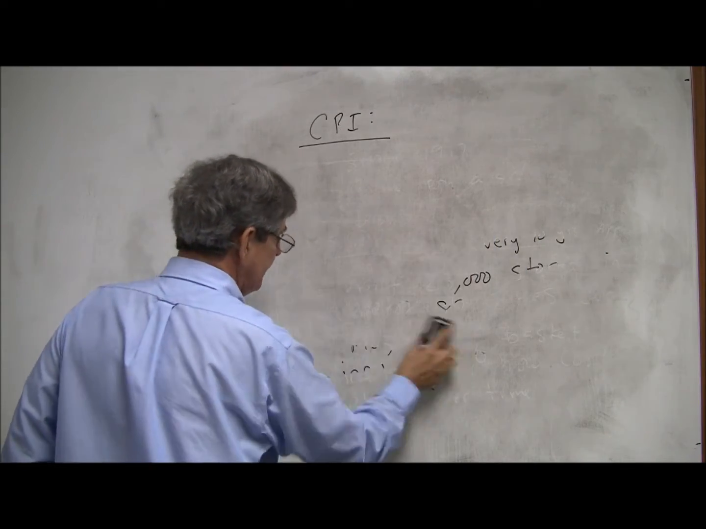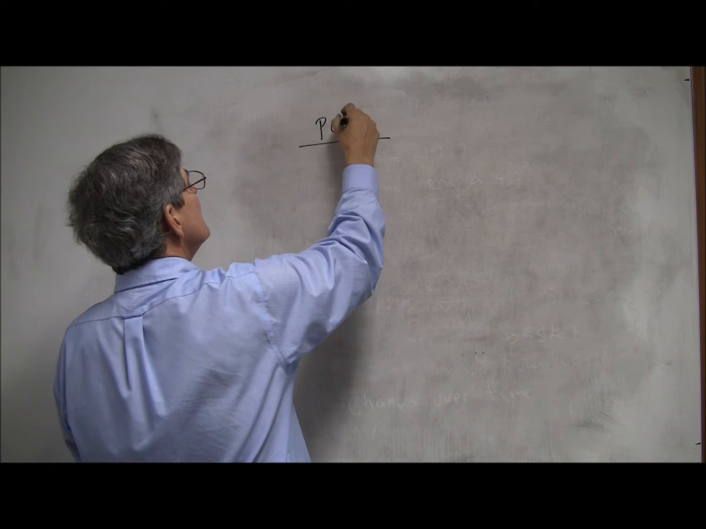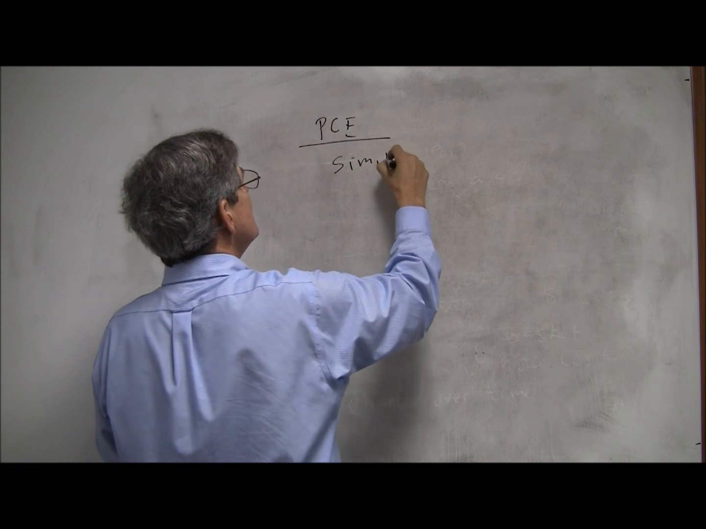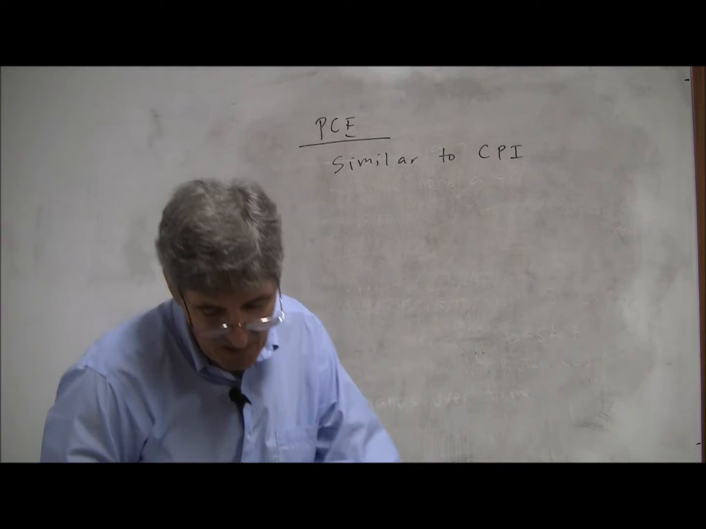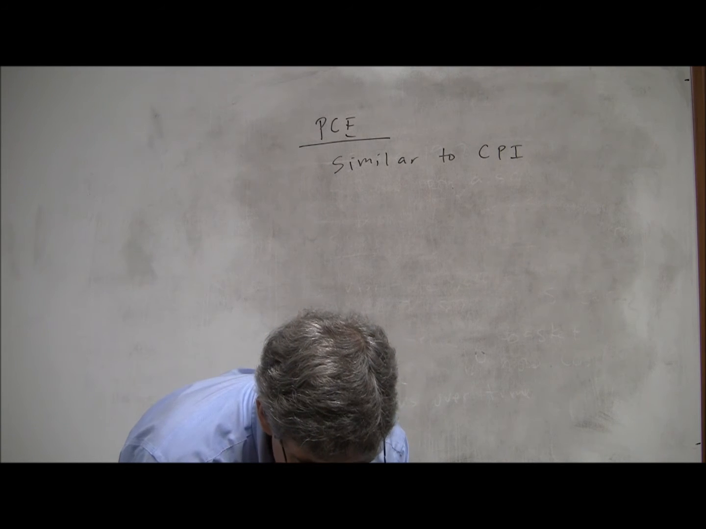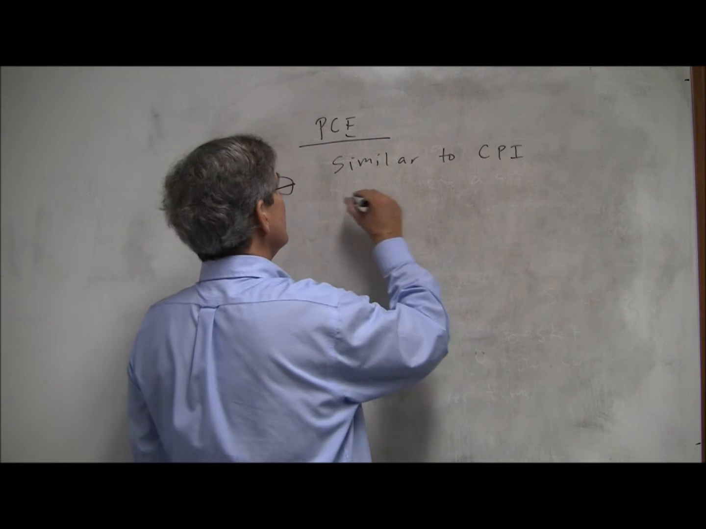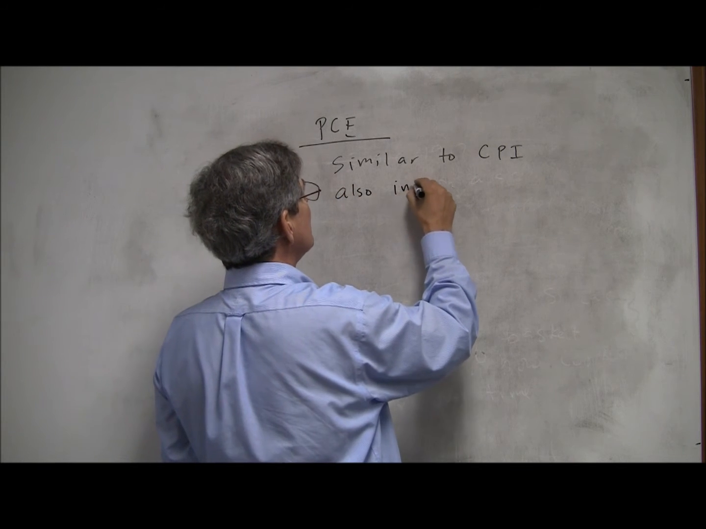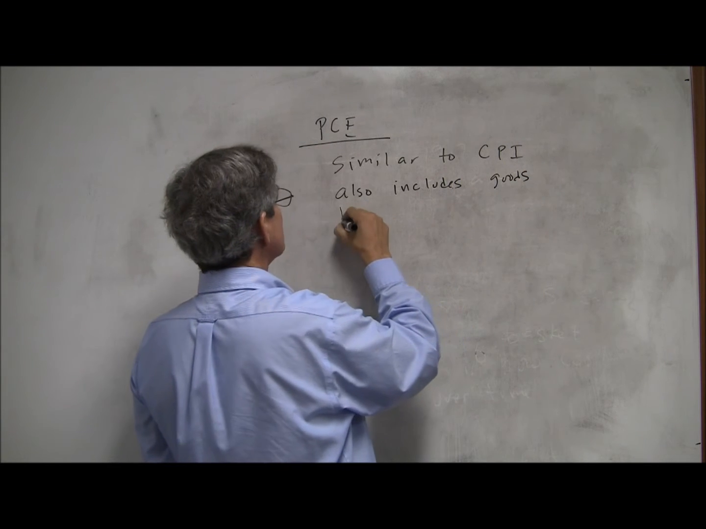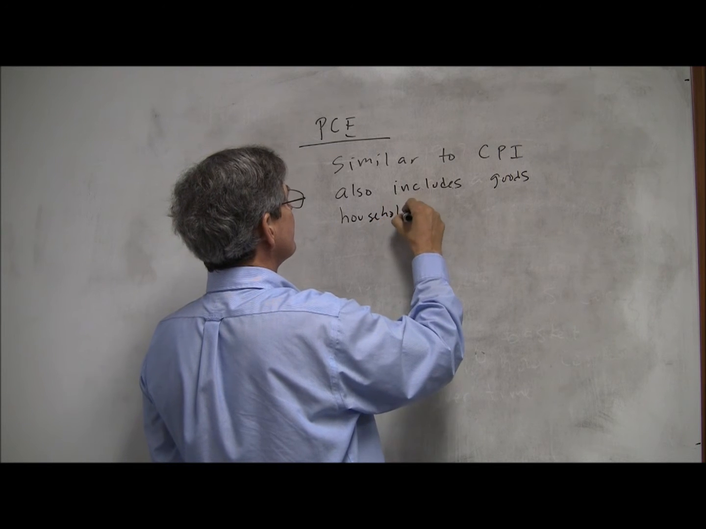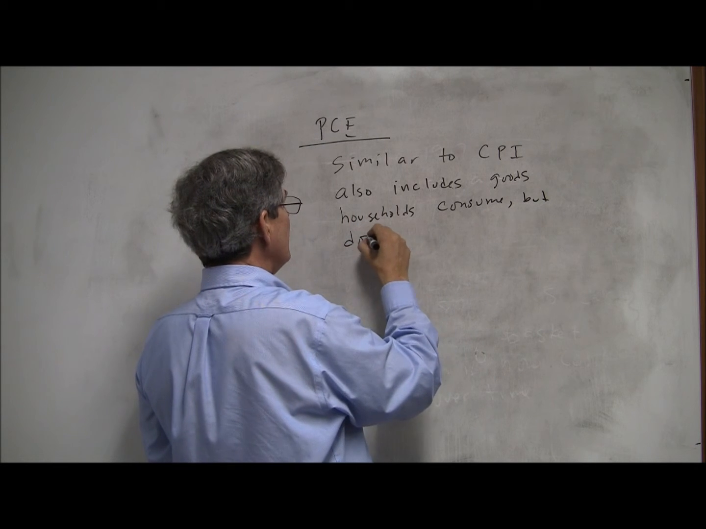The PCE, I'm not going to spend too much time on, but it's very similar to the CPI. It's a chain-weighted index. We talked about that with GDP. That's not all that essential. But the big difference is it also includes goods that households consume but don't necessarily pay for.